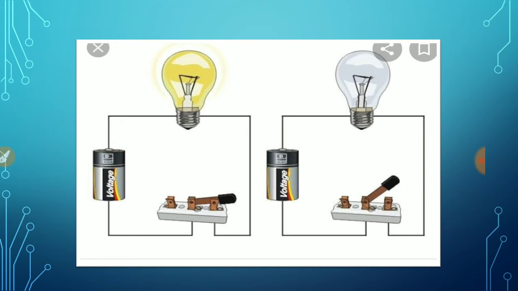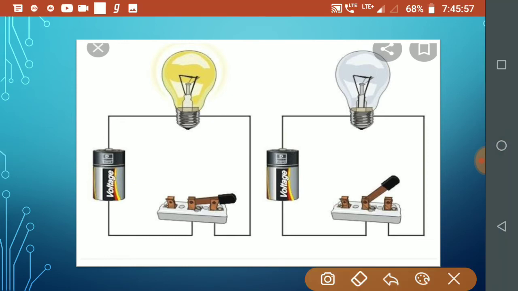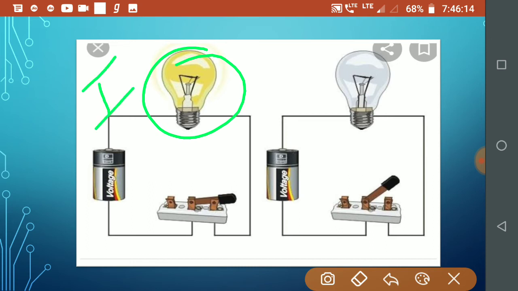So here is the diagram. In the first diagram, switch is on and the bulb will glow. But in the second diagram, switch is off, means circuit is open and the bulb will not glow. So the first one is closed circuit and the second one is open circuit. In the closed circuit, the bulb will glow, and in the open circuit, the bulb will not glow. Is it clear?